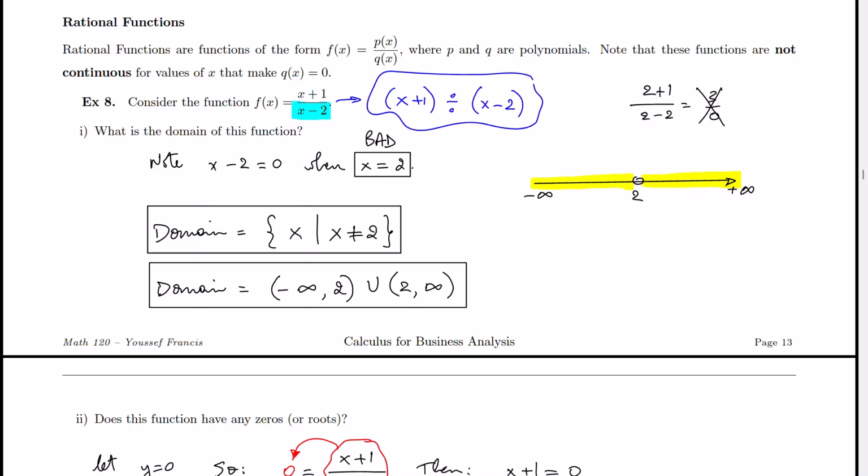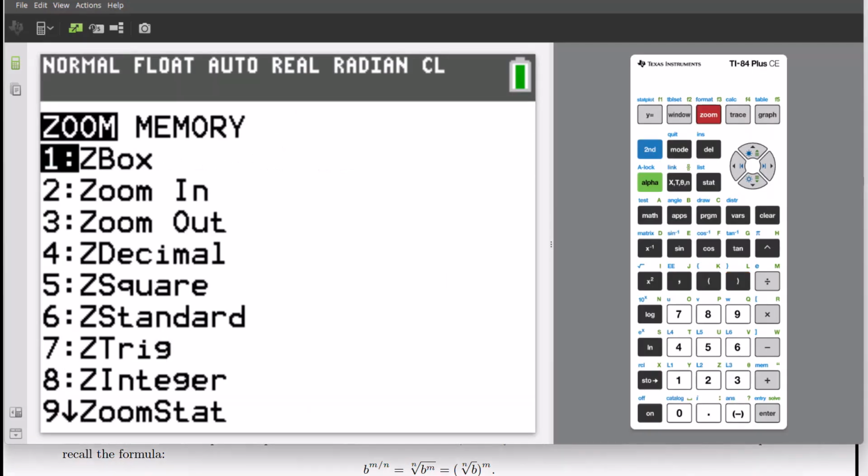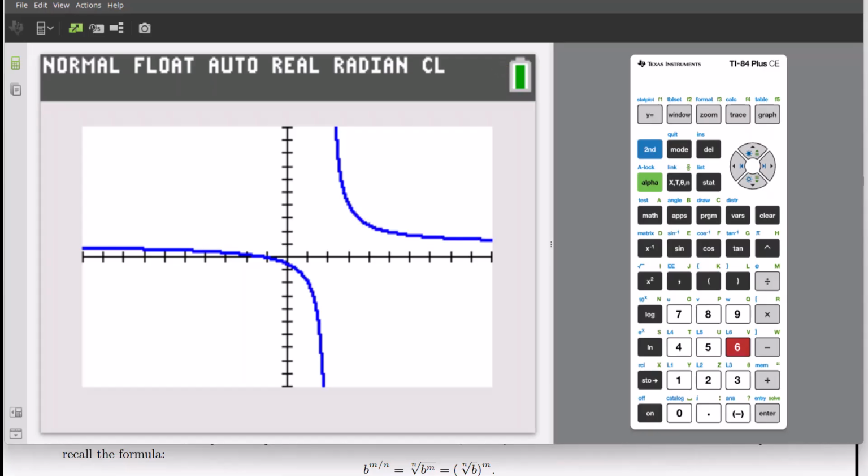Otherwise, your calculator is not going to understand what's going on, unless you have one of those newer versions with the math print where it shows you the fraction bar and everything else, in which case it's a little bit more forgiving. But the older TI calculators need this particular format in order to get the graph done quickly and efficiently and correctly. Okay, so once you've typed everything in, click on zoom, then click 6 to reset the window in case you changed it before, and that's what the graph looks like.